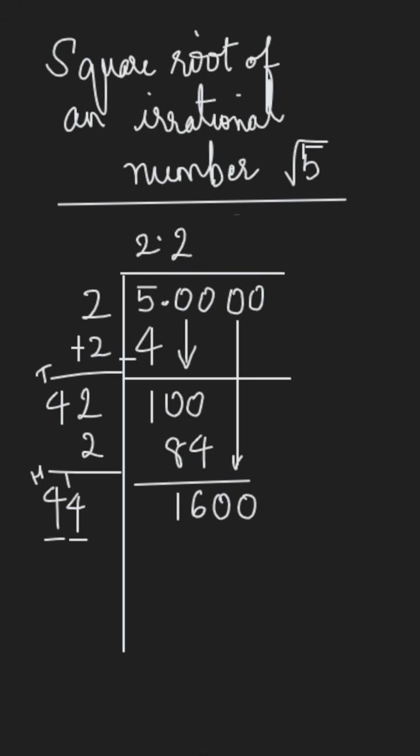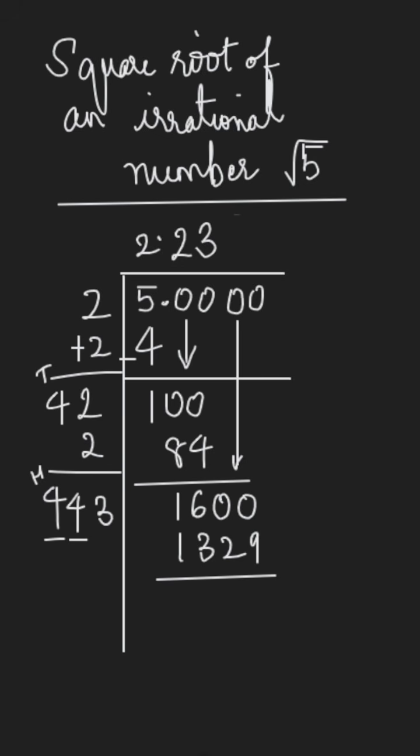So let's check with 2. If I choose 2, I have to multiply it with 2. So I get 488, which is very much less than 1600. So let's choose 3. If I choose 3, I get 1329. So I'll write 443 multiplied by 3 is 1329.